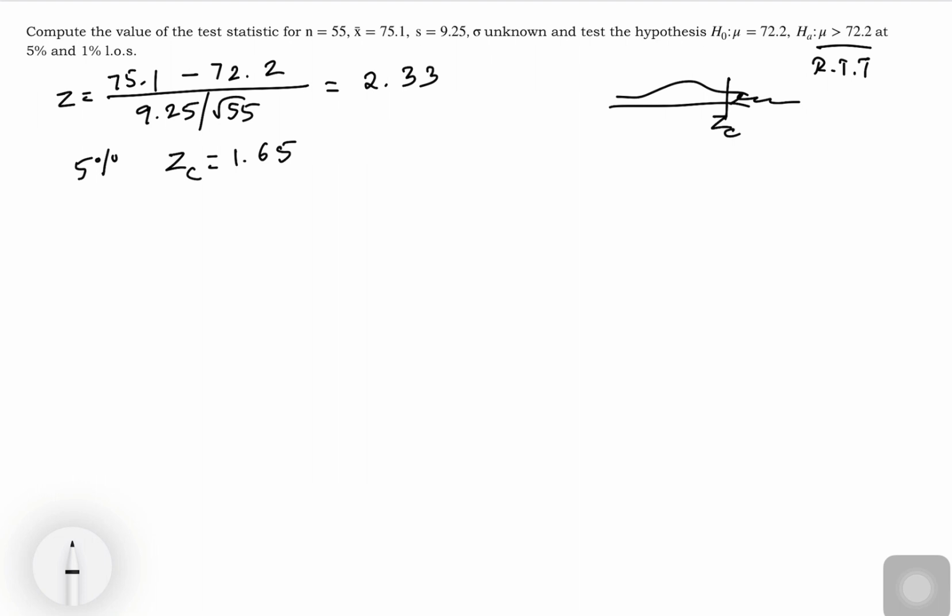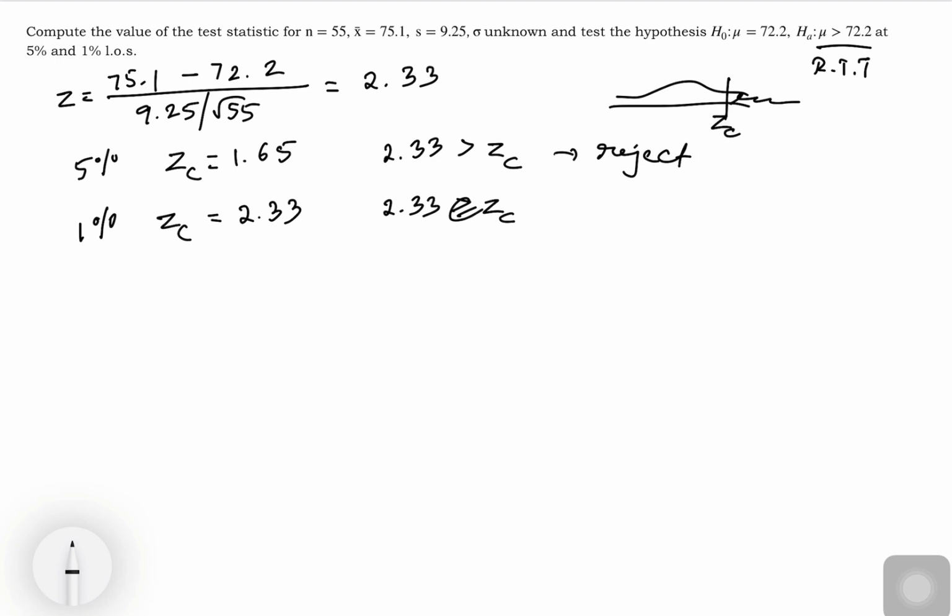So here you can see that 2.33 is greater than ZC. So we are going to reject the hypothesis at 5% level of significance. At 1% level of significance, ZC is 2.33, and 2.33 is greater than or equal to, in fact here it is equal to ZC. So we are going to reject the hypothesis. So anything greater than or equal to ZC needs to be rejected. So that's it. Next, the next problem.